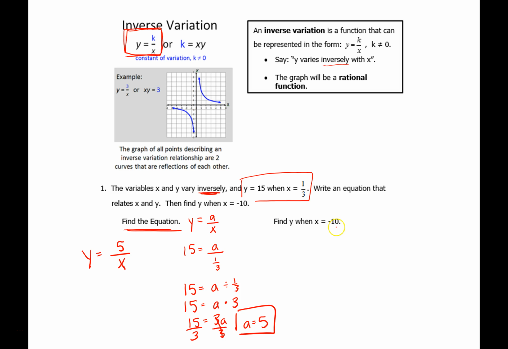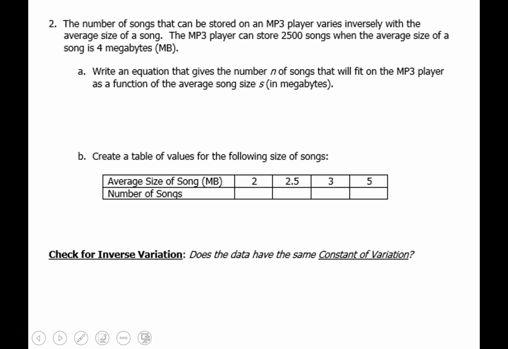So I can find y when x is equal to negative 10 by plugging in a negative 10 to the equation. When I simplify that, I get that y is equal to negative 1/2, and so that is my answer for this inverse variation. Let's look at one that is a little bit more complex now.